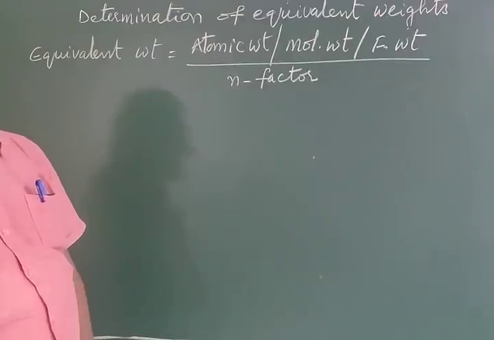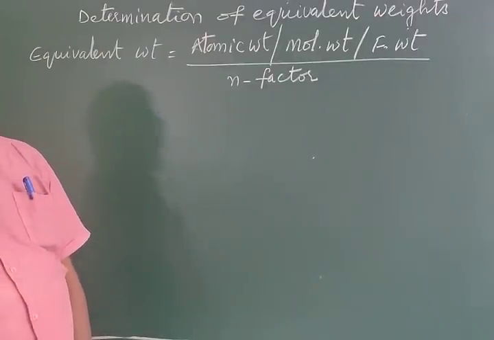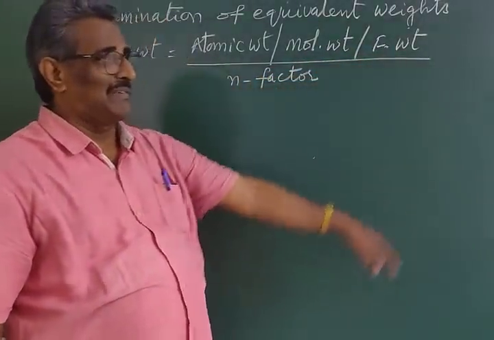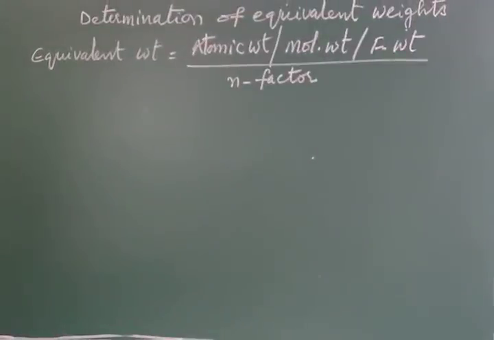In the case of redox reactions, n factor is found in a different way, that is number of electrons lost or number of electrons gained by one molecule of substance or one formula weight of substance. We discuss those things one by one now.